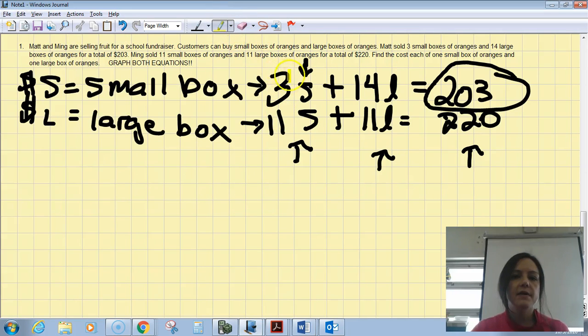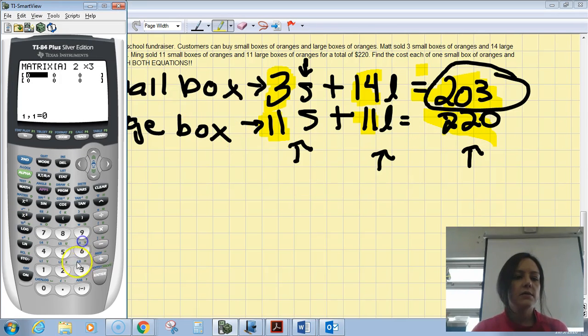So I'm going to enter in 3, 14, and then 203, and then 11, without the variables, right? 11, 220. So let's say 3, 14, 203, then 11, and these are all positive numbers, 11, 220.